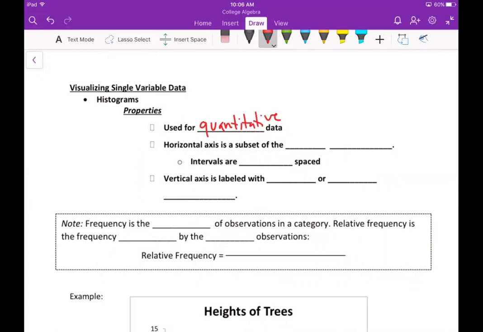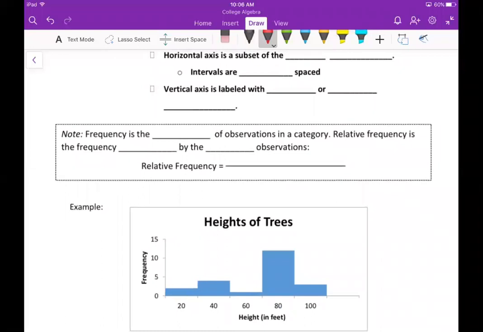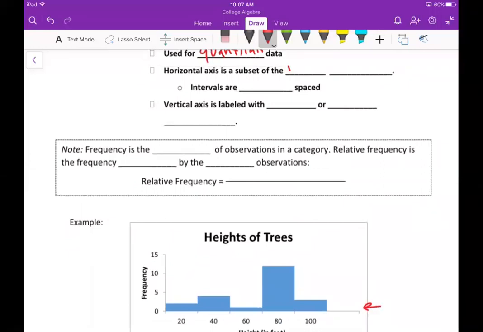Okay. A histogram, you'll see an example down here. Two key things about a histogram are that this horizontal axis is always a number line. It's a subset of the real numbers, so whichever numbers are part of our data set. And we want to make sure always that when we're working with a number line, the intervals are equally spaced. Otherwise, we're not really looking at a number line at all. And then this vertical axis is always going to be labeled with what we call frequency or relative frequency. I am going to review really quick what those two words mean.